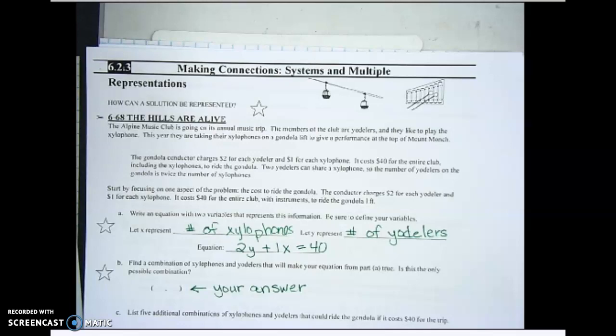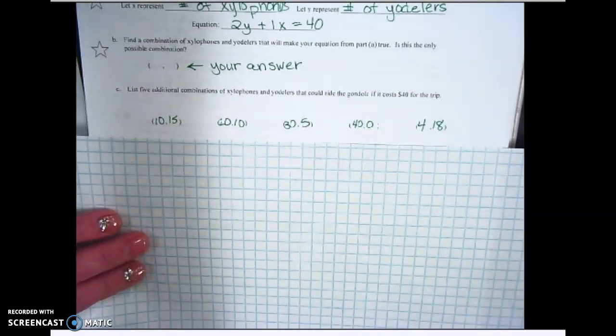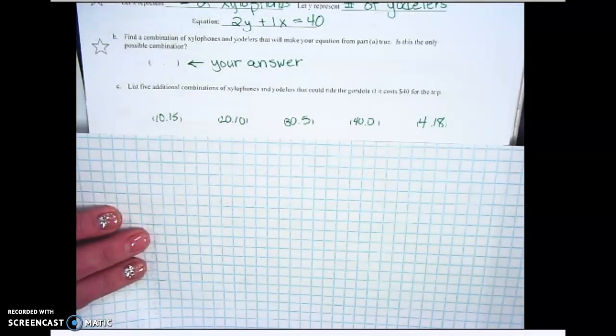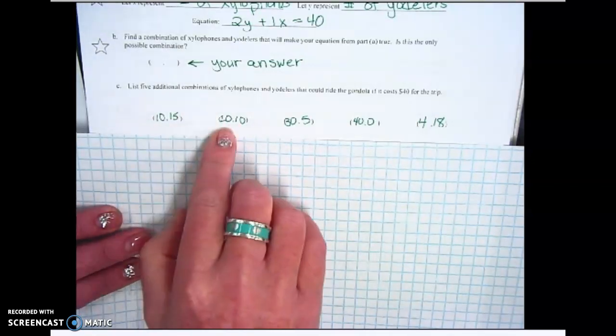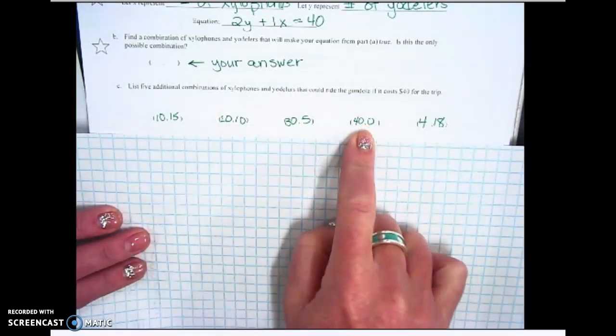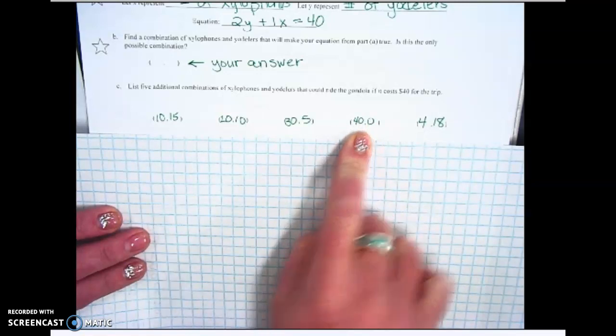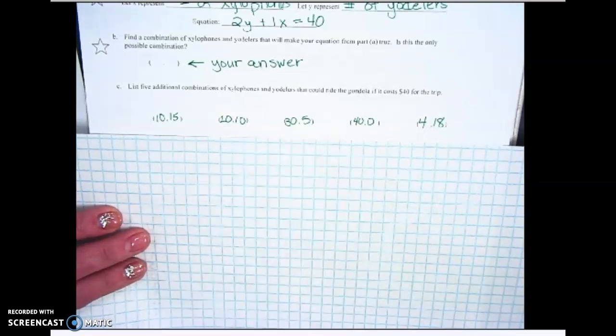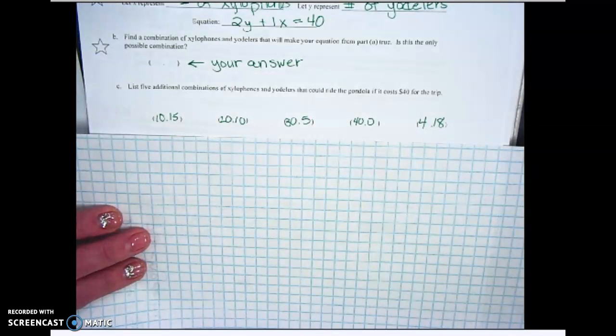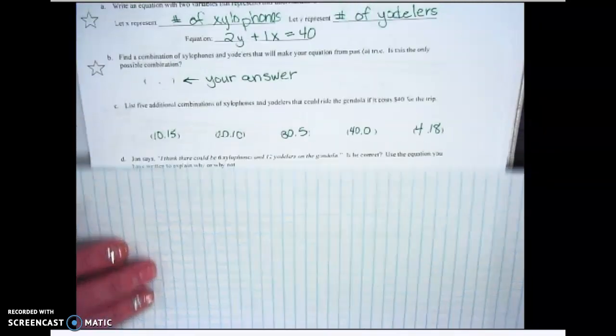I listed 5 different combinations that would work here. So here's the one Denon used. Here's the one Dustin used. Anybody use 30 and 5? Oh, yeah, I saw them. Okay. So there's different numbers that'll work that'll add up to 40. Okay.